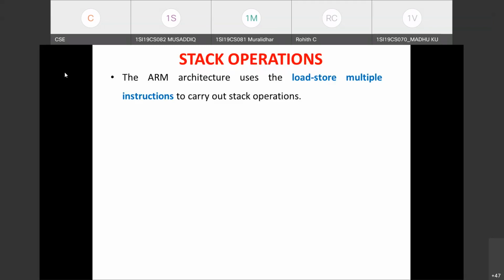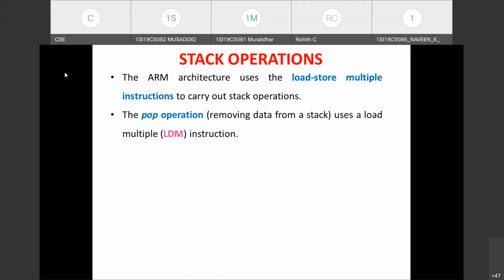Coming to the pop operation, popping the data from the stack means removing the data from the stack. So which instruction is used? Is it load multiple instruction or store multiple instruction for retrieving the data from the stack? Which is the instruction we have to use for performing pop operation? Load. Load, right? Load multiple. So LDM instruction I have to use. In addition to that, what suffix we have to give, which addressing mode we have to give, that we'll discuss. So just remember, pop operation is nothing but removing the data from the stack, and it uses load multiple instruction.